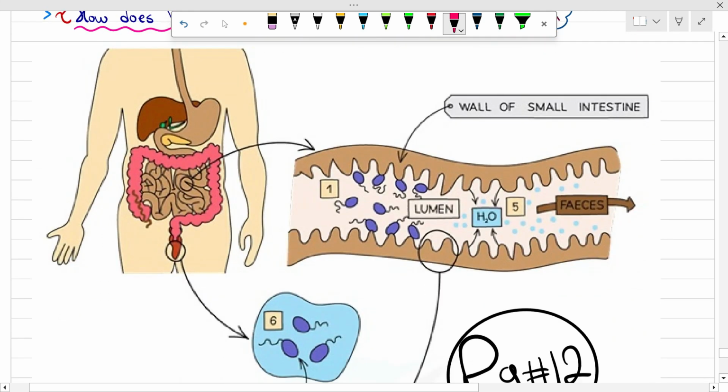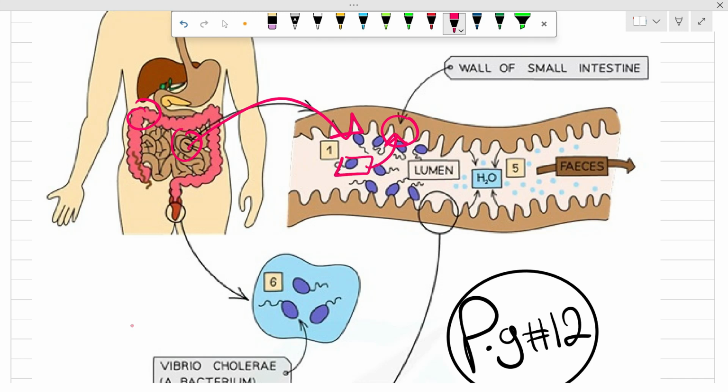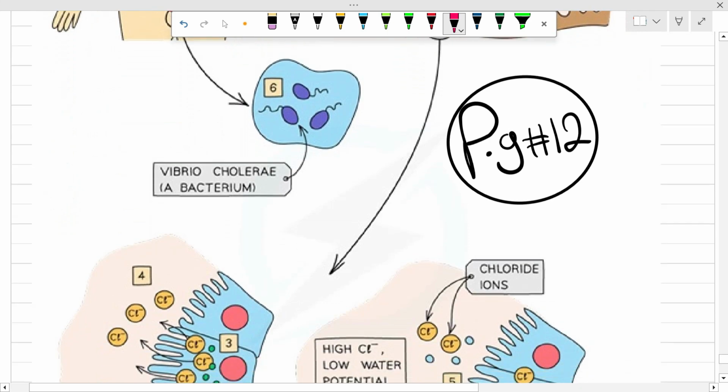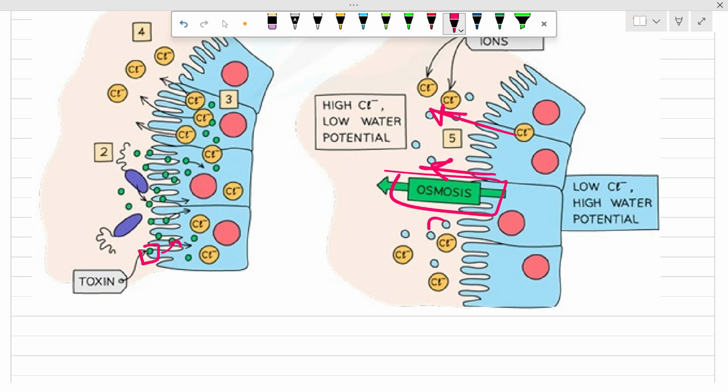Let's just refer to the diagram here to understand it. This is the large intestine, this is the small intestine, and this is a cross-section of the small intestine, showing the wall lining. Bacteria have entered the small intestine and affect its lining. Due to this, water potential is being lowered because a bunch of chloride ions are being released outside. This is the toxin attached to the lining, which releases these chloride ions. Then via osmosis, water is excreted out of the small intestine into the large intestine and will be released as watery feces to produce diarrhea.